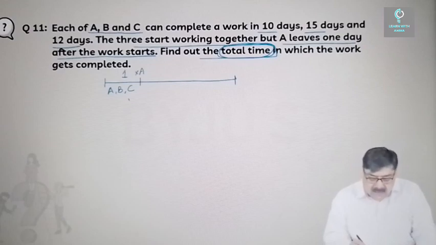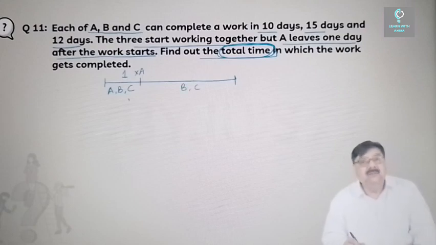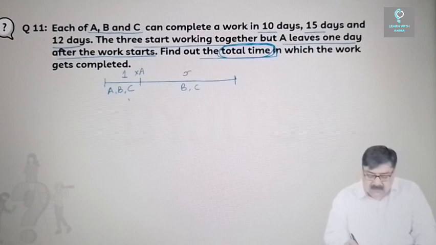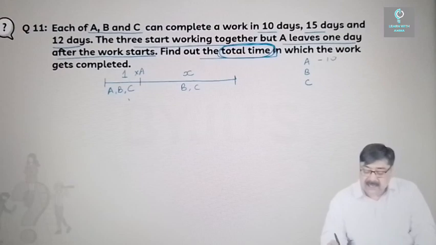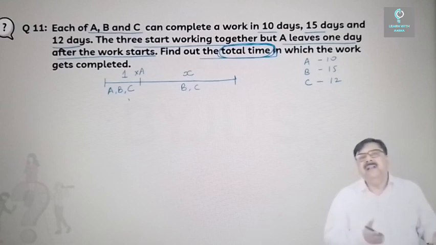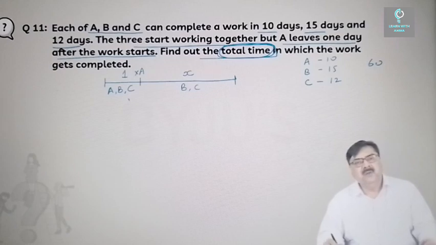Now, after one day, A has stopped working. After this one day, it is obviously B and C who are working, for how many days? We don't know. So let us say X days. Now let us try and find out the LCM of A, B and C. A, 10 days, B, 15, C, 12. The moment you see 10, 15 and 12, the number that should strike your mind is 60. Get used to it.